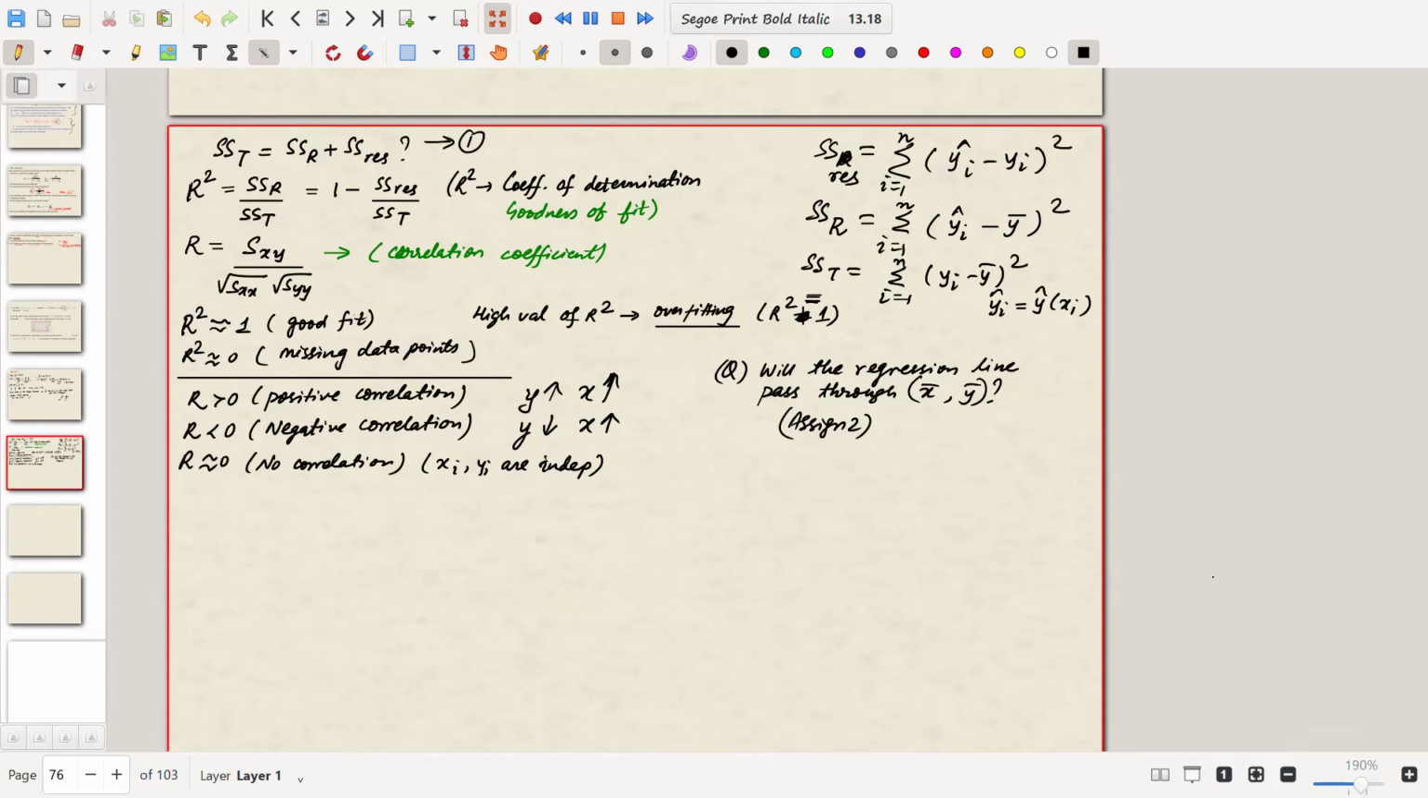If R2 is equal to 1, what does it mean? Sum of residual is equal to 0. If sum of residual is equal to 0, it is fitting all the points properly, which indicates kind of overfitting. That's the idea. And R is Sxy by root over Sxx into root over Syy. What is Sxy?